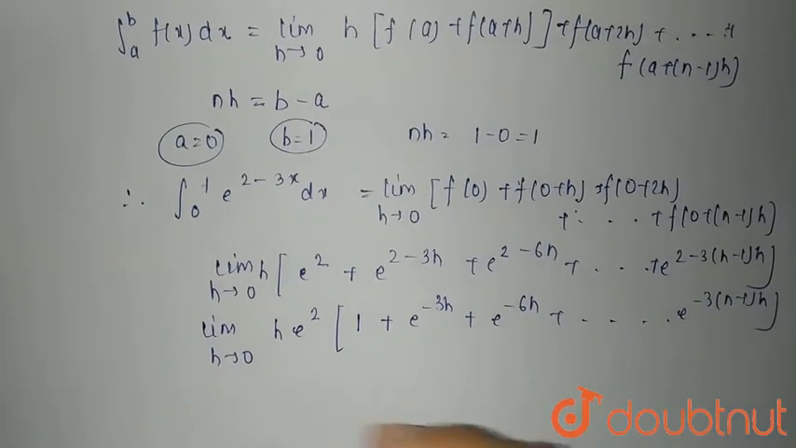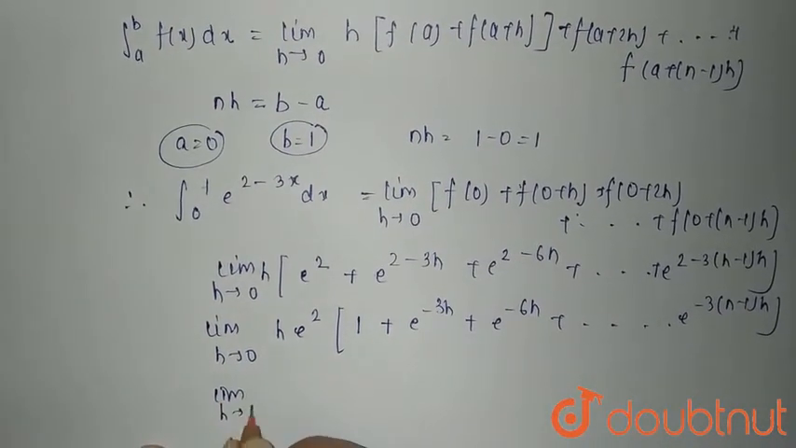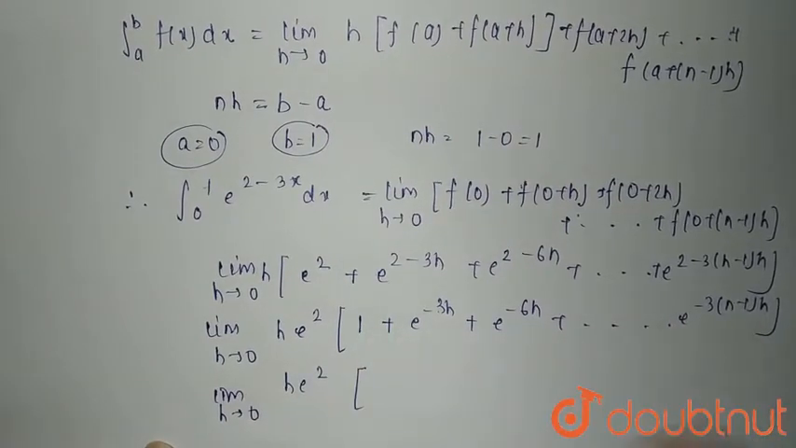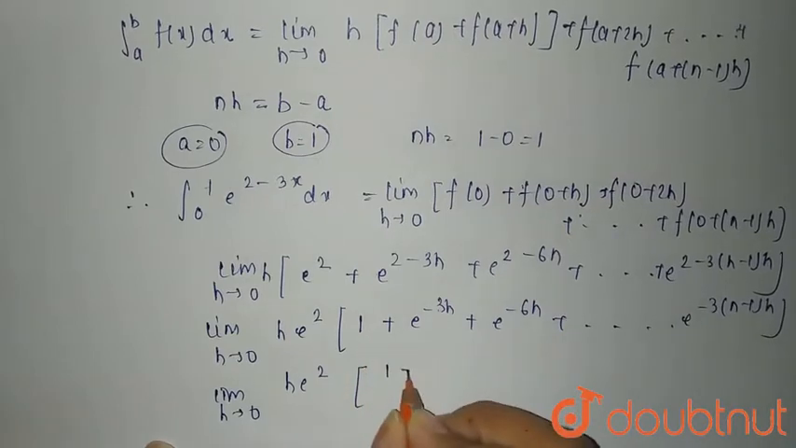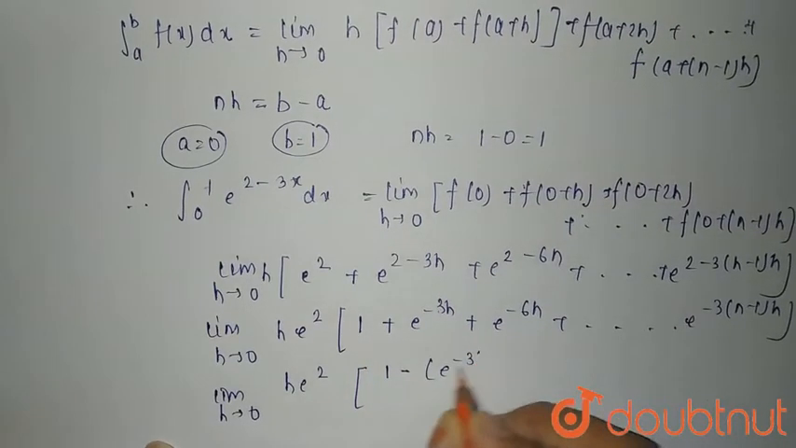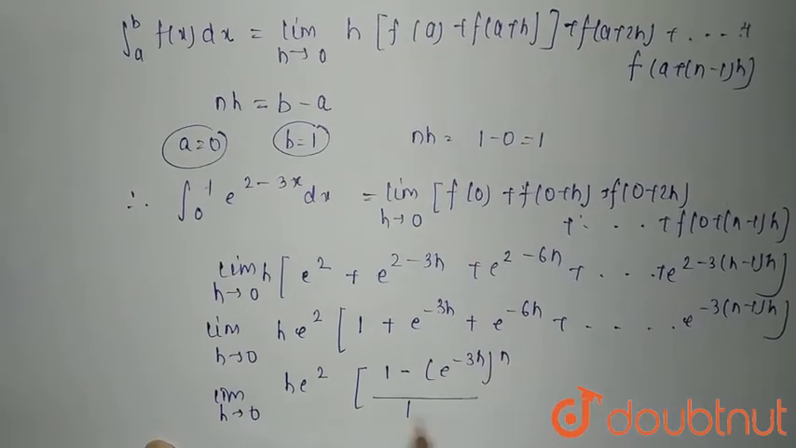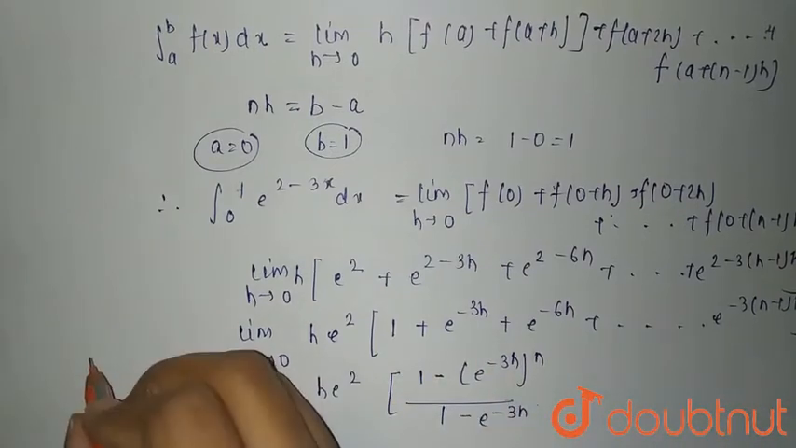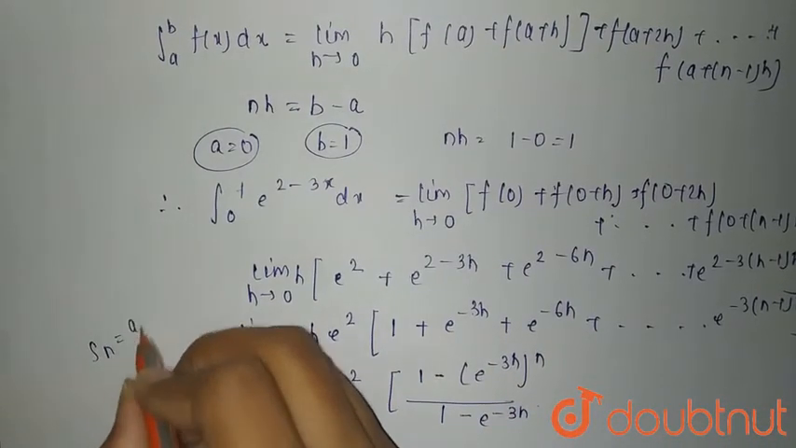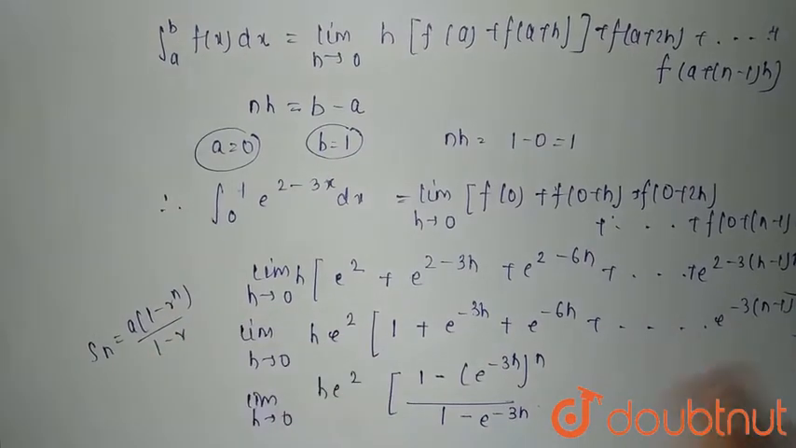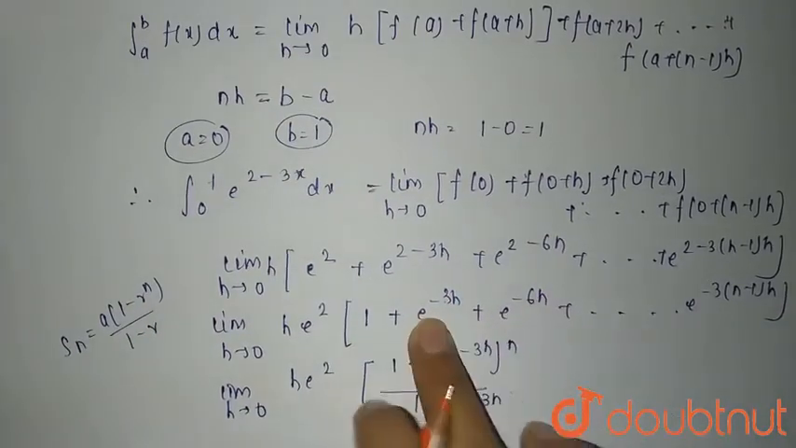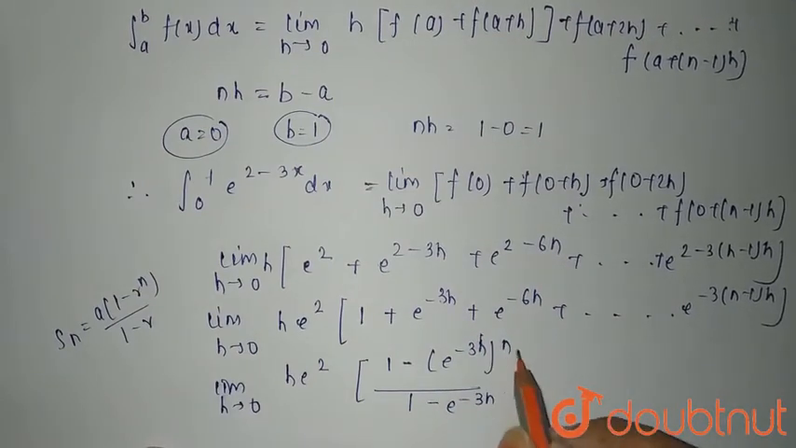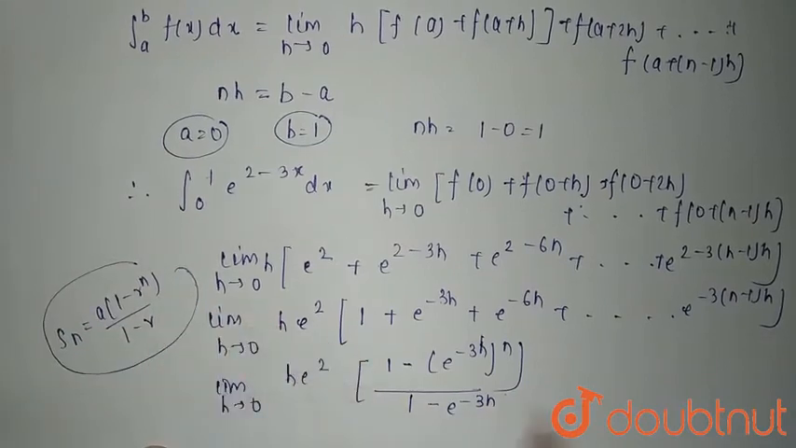Now limit h tending to 0, h times e squared as it is, and the sum of n terms is a times 1 minus r to the n divided by 1 minus r. This is the formula for a GP, where r is e to the power minus 3h, up to n terms. That is why, by using this formula, we have written this as e to the power minus 3hn divided by 1 minus e to the power minus 3h.